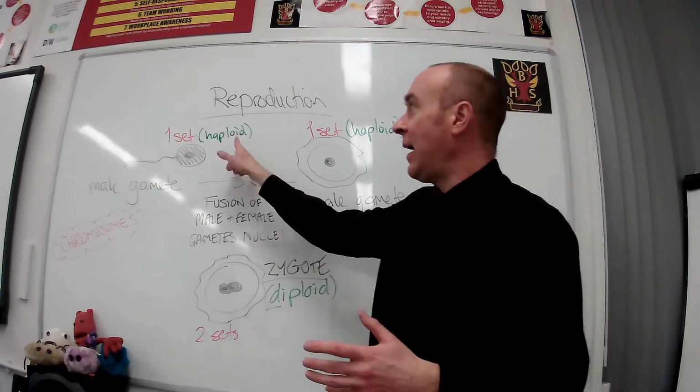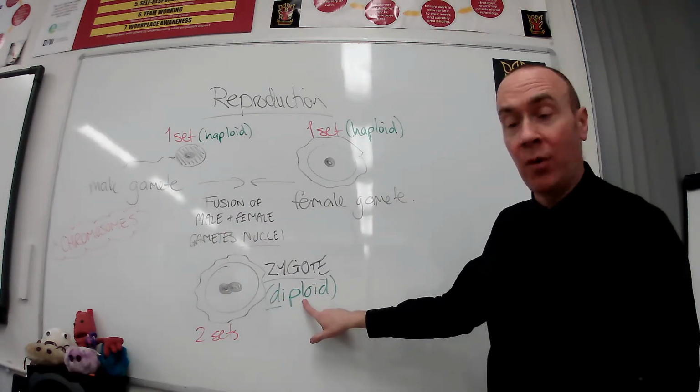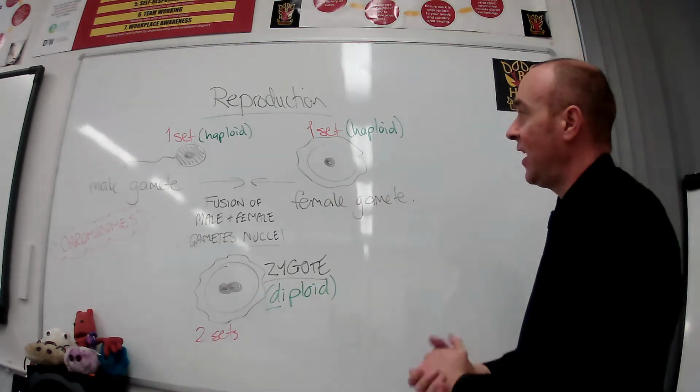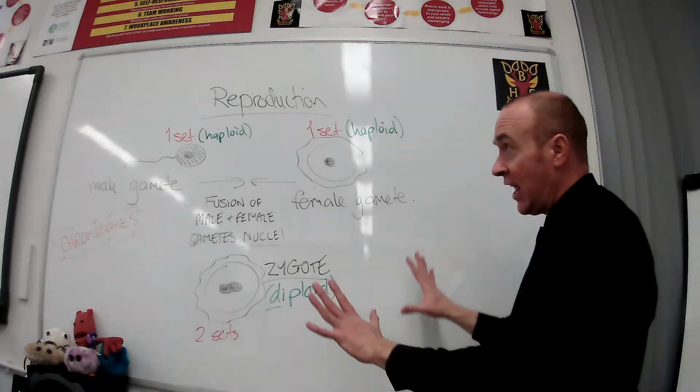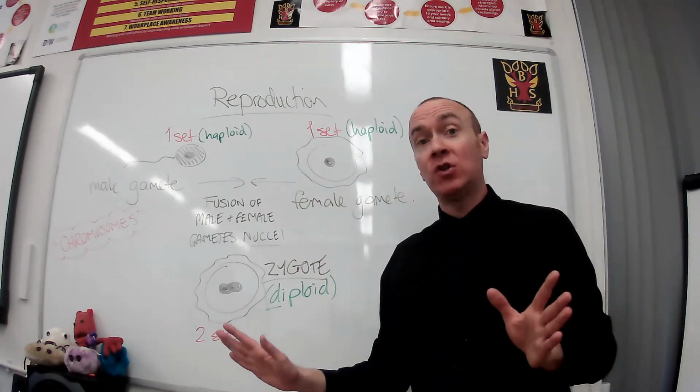And when I use the word haploid, I refer to the fact it's one set of chromosomes. If I use the word diploid, I refer to the fact the cell has two sets of chromosomes. So hopefully that makes sense. That process stands for every organism that reproduces sexually.